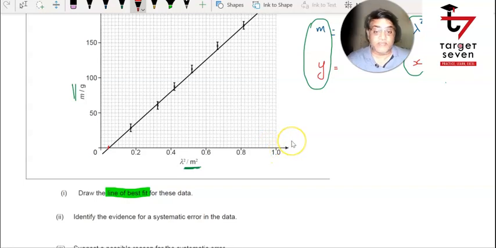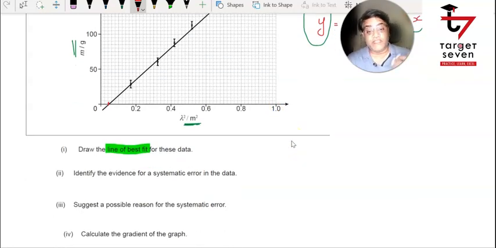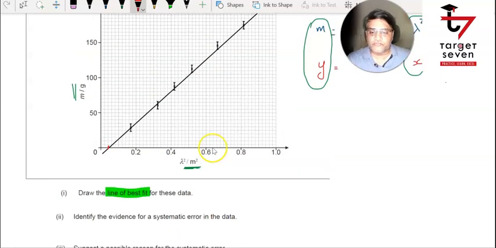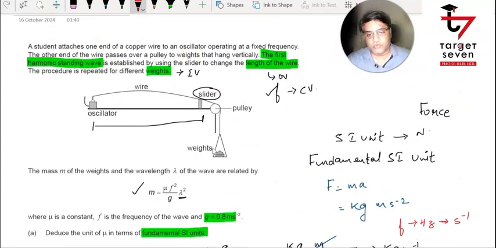Now, if there is a systematic error, what could have been the reason behind this? That is what the next question is. Suggest a possible reason for the systematic error. As I mentioned earlier, it is not necessary that you need to have knowledge of the particular experiment, or to actually conduct the experiment at school. Kindly go through all the information that has been provided to you. The reason for the presence of systematic error might lie hidden somewhere over there.